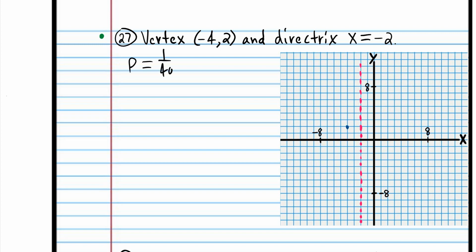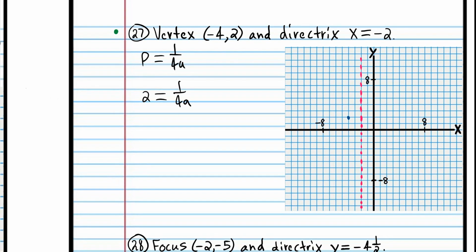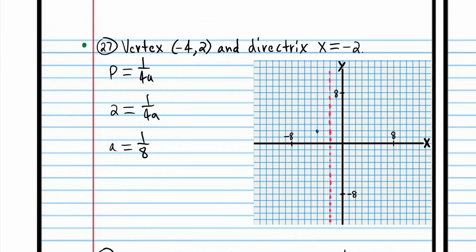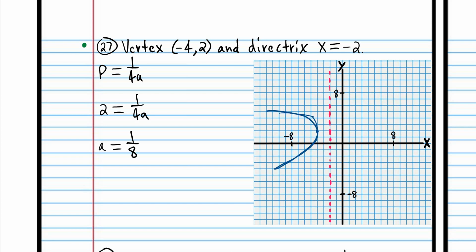So let's use our special formula. P is equal to 2. And if we solve, we see that a is equal to 1/8. So now let's write our formula. And the directrix tells us that our parabola is going to look something like this.